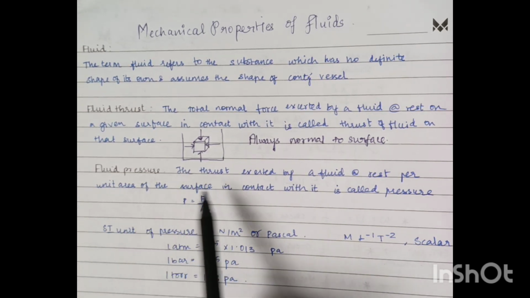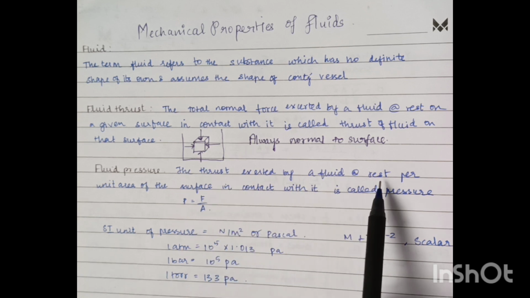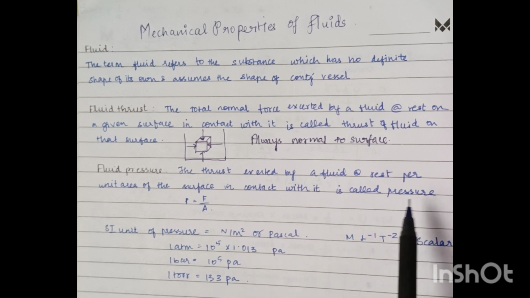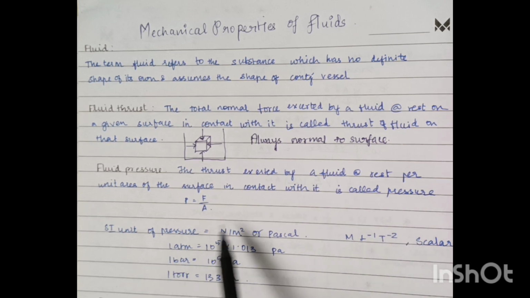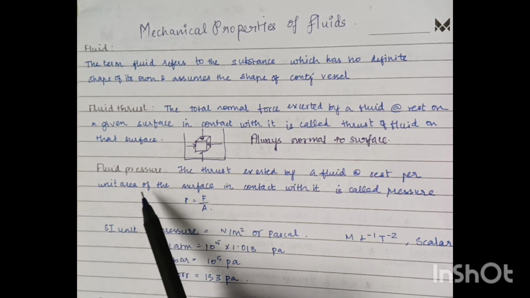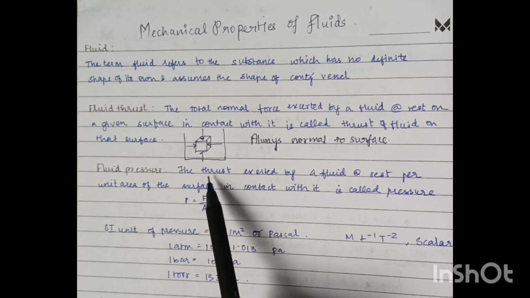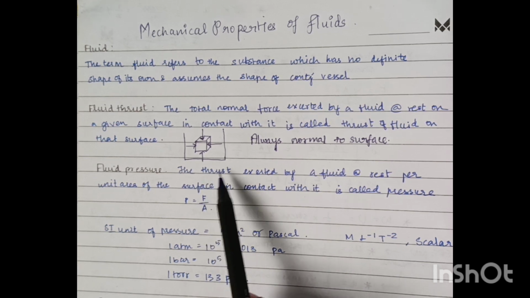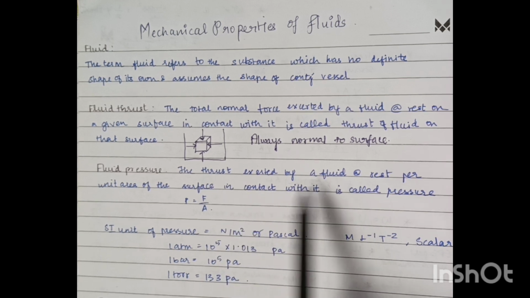What is fluid pressure? The thrust exerted by a fluid at rest per unit area of the surface in contact with it is called fluid pressure. So we know pressure is force per unit area. So that is what fluid pressure is. Here the thrust, that is the force, is nothing but fluid thrust, per unit area. So that is what is fluid pressure.